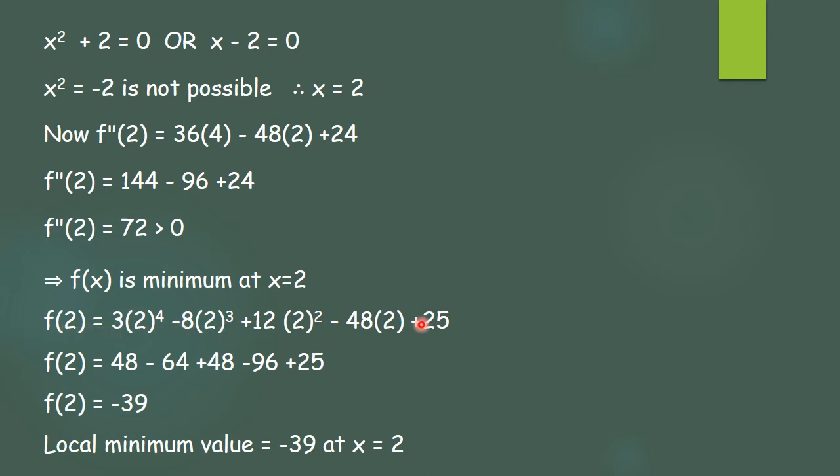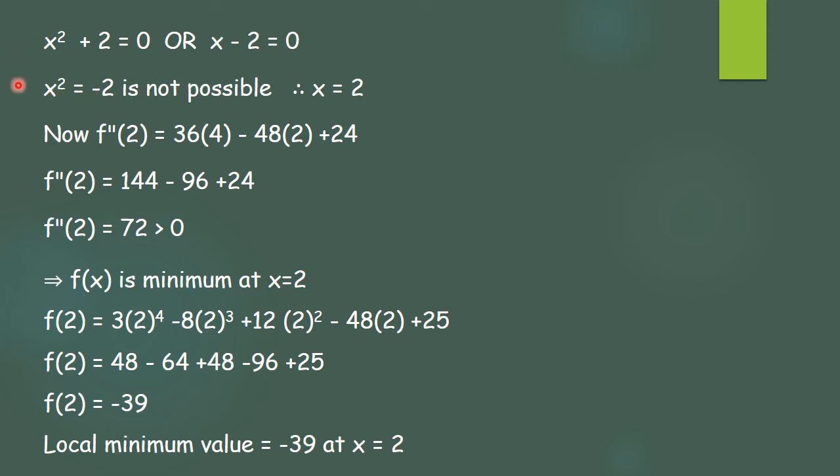By replacing this value as 2 in f of x, we get the value of f of 2 as minus 39. And this minus 39 will be the local minimum value. So we get the local minimum value is equal to minus 39 at x is equal to 2. Here we get only one value of x because x square equal to minus 2 was not possible.